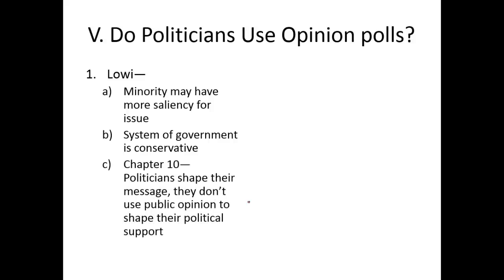In Chapter 10, and this is a mistype, and in the Lanahan reading, the idea is that politicians shape their message. They don't use public opinion to shape their political support. They actually craft their message to bring out the support in people, even if they're not changing their positions. So can you think of counterexamples? Can you think of examples where the public opinion changes and then policy changes after that?